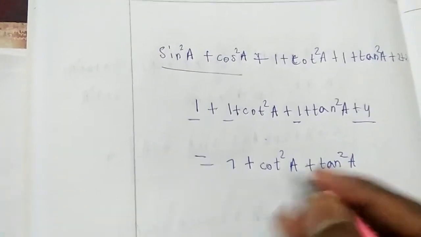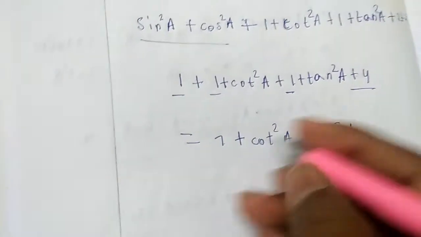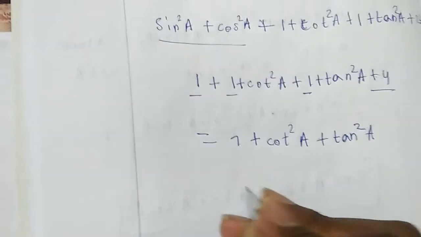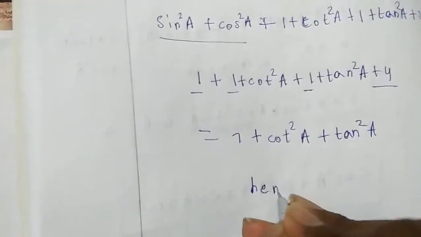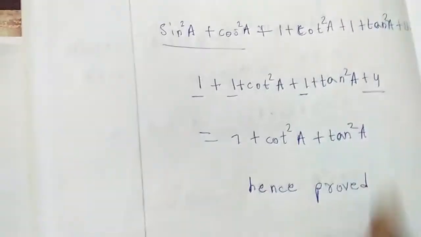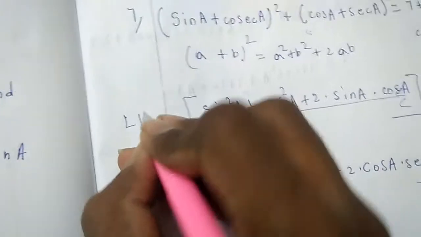So that is only the RHS. No problem, cot square A plus tan square A or tan square A plus cot square A. So this is equal to RHS. Hence proved. Consider this one as LHS.